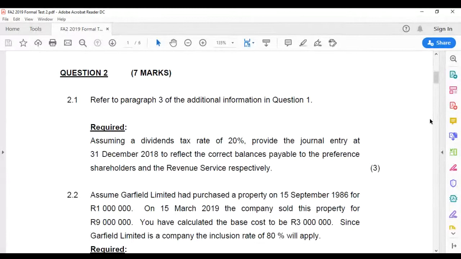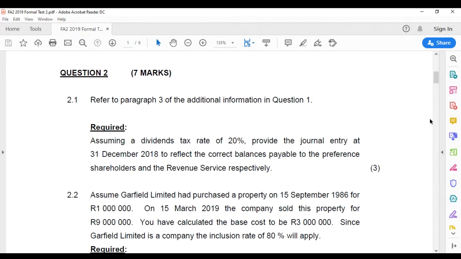So we said we are going to do question 2 of last year's formal test 2, the one that you can find under content, assessments or prior year assessments. So it is on Blackboard, the complete paper with a memorandum. But we are just going to focus on question 2 for our class today because we've already done a thorough question on the share capital part. So now we are going to look at the taxation part.